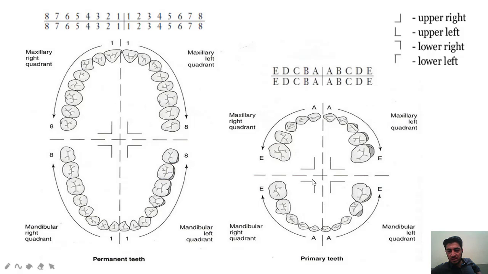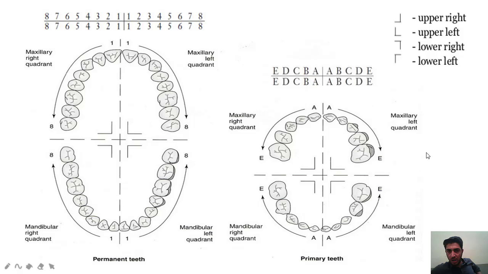For the child teeth, you know that alphabets are used with the same symbol, starting from A, B, C, D, E. So A will be the central incisor, B will be the lateral incisor, C will be the canine, D will be the first molar, and E will be the second molar. So it will be like this.